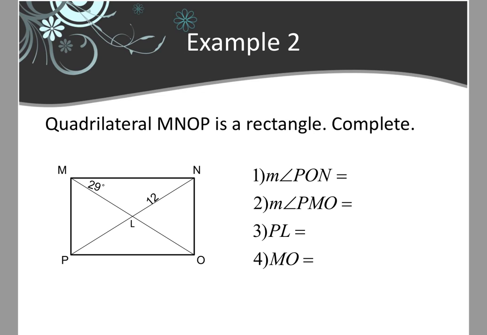All right, quadrilateral NMOP is a rectangle. Complete the following. So what do we know about a rectangle? This one has sides and angles. What do we know about the sides of a rectangle? Opposite sides are congruent and diagonals are congruent. So this one equals this one. And the angles, what do we know about the 4 big angles, like angle M, angle N, those 4 corners? They're all 90.